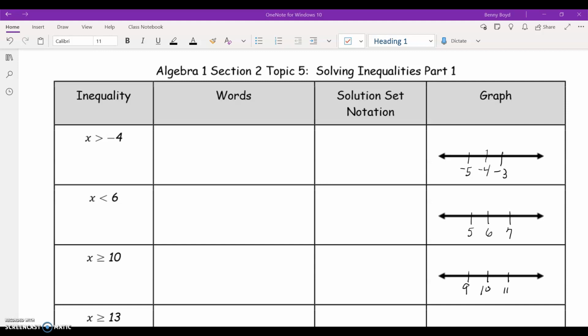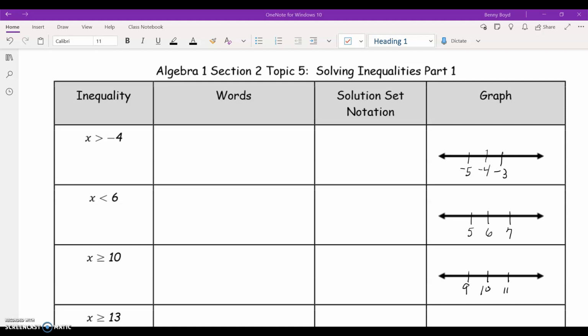Today we're going to take a look at how you solve and graph inequalities. To start with, we're going to do a review of a sixth grade skill, which is graphing inequalities. So here we see that x is greater than -4.